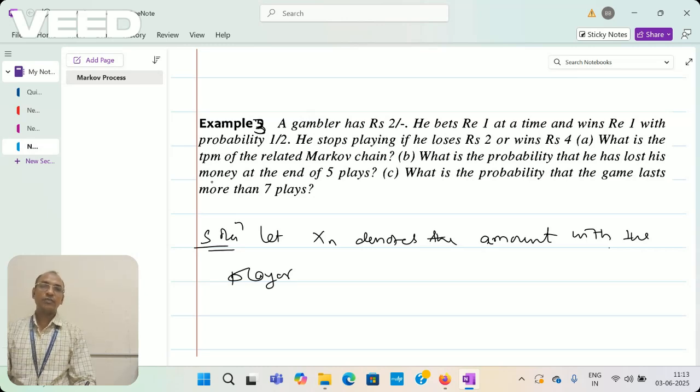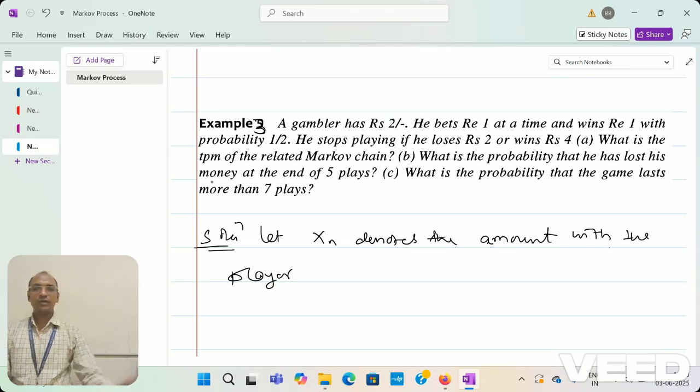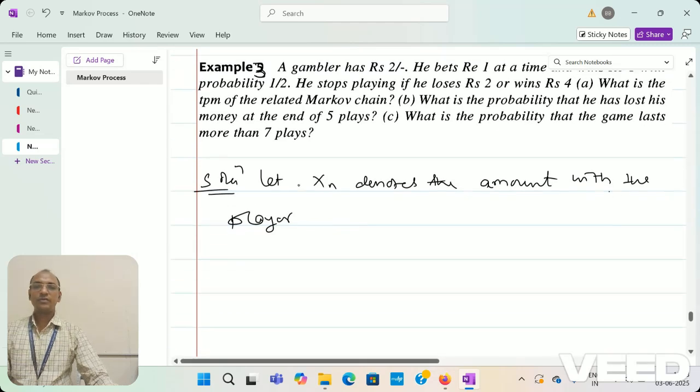That means if he will have 6 rupees, then in both cases he will stop the game. Either he will lose 2 rupees or he will gain 4 rupees. What is the TPM of the related Markov chain? And what is the probability that he has lost his money at the end of 5 plays? What is the probability that the game lasts more than 7 plays? So let us solve this one.